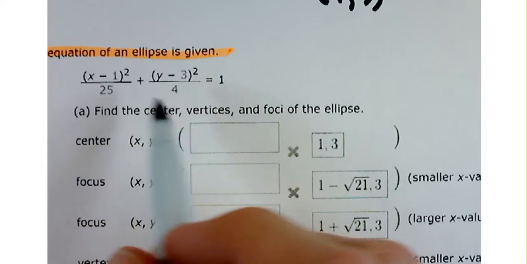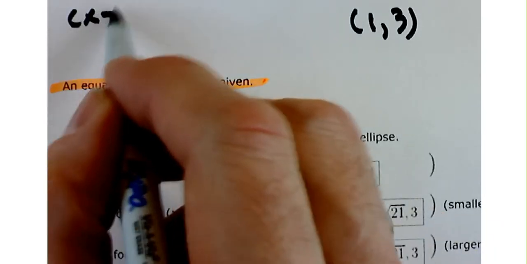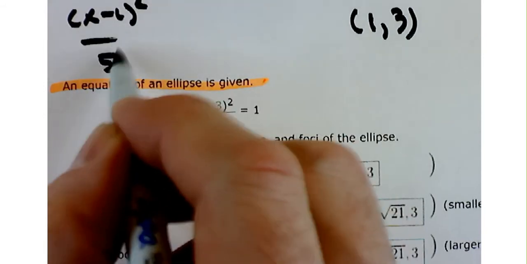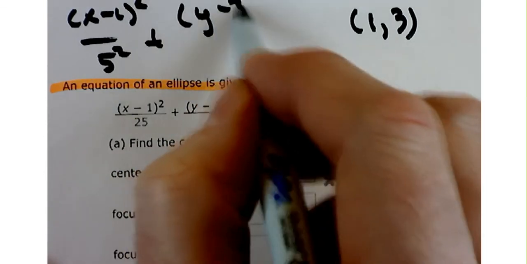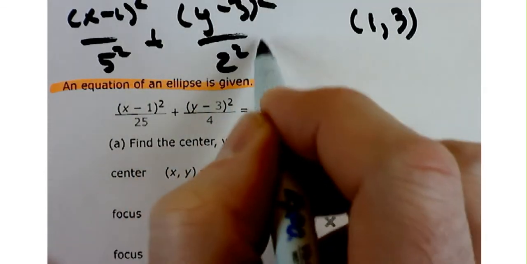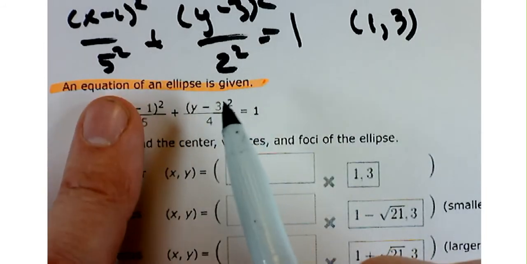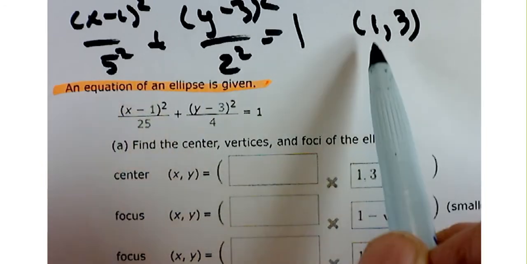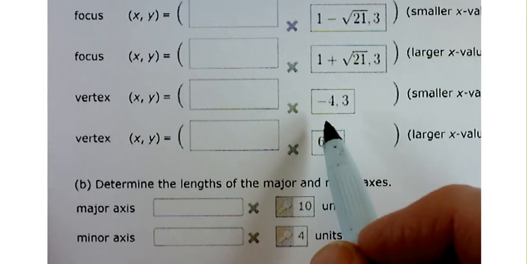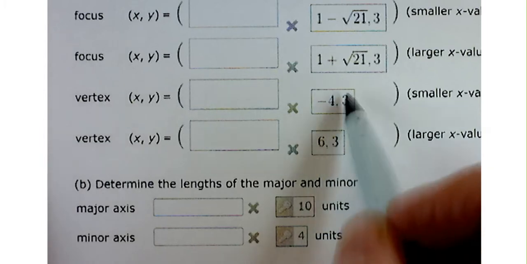And then your vertices. Well, you might want to rewrite this a little bit as, say, x minus 1 squared over 5 squared plus y minus 3 squared over 2 squared equals 1. And then to find your vertices in the x direction, you're going to move to the left 5 and to the right 5. So 1 minus 5 gives you negative 4. 1 plus 5 gives you 6. Notice you're just changing the x coordinate. The y coordinate stays the same.